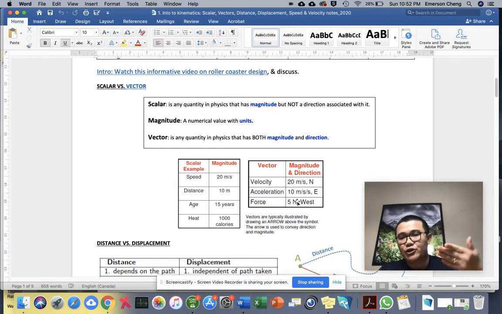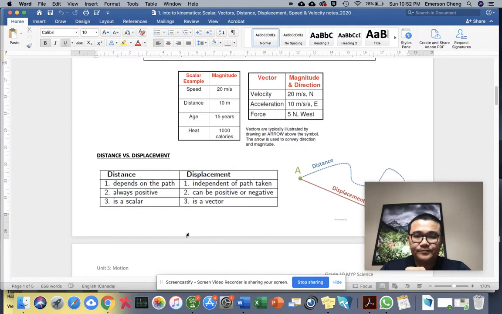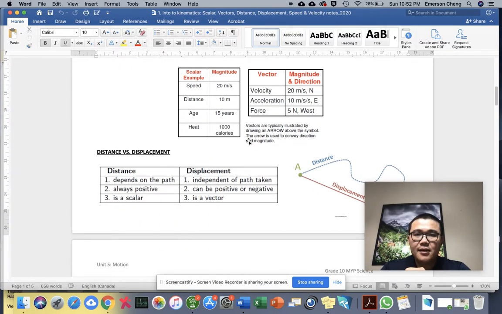Which direction is the force traveling to? That's considered a vector. These are normally what you have been dealing with so far, which is usually what you call scalar. Now here, they say a vector is usually illustrated by drawing an arrow above the symbol to show the direction.